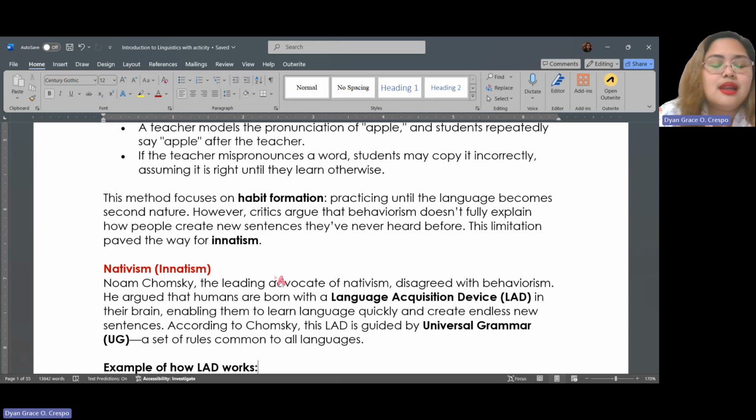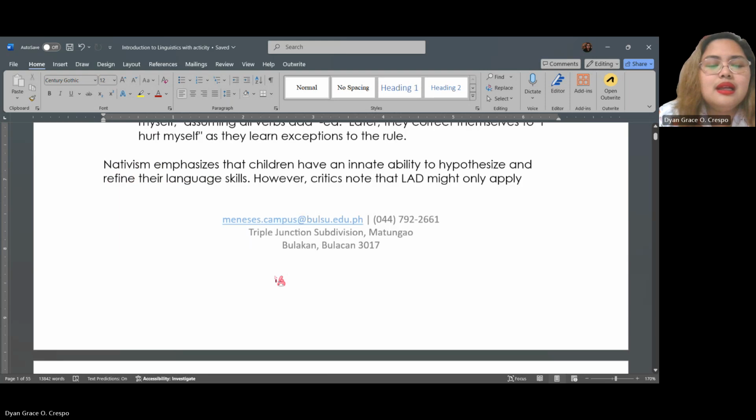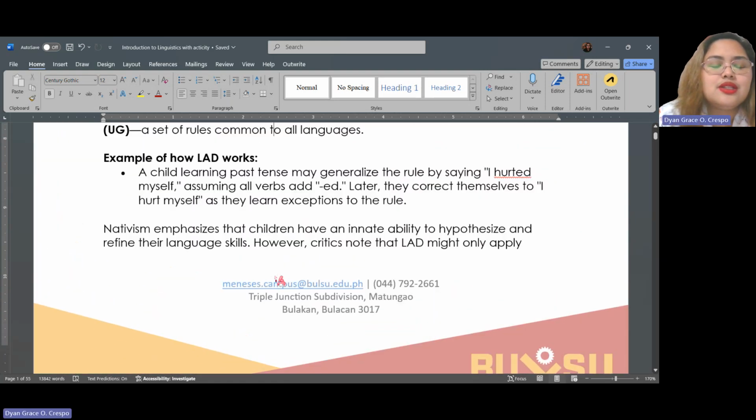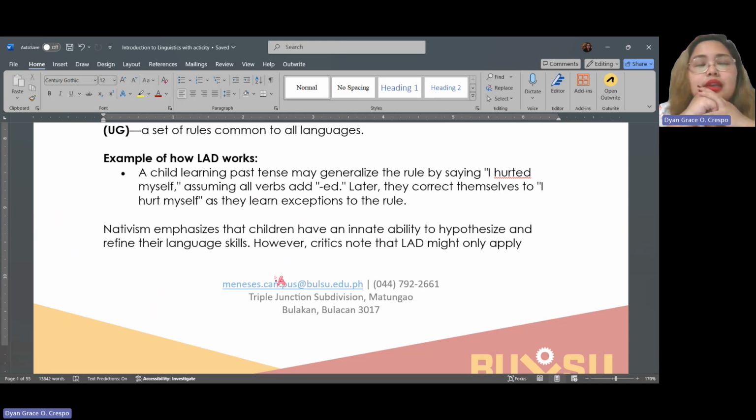So how does the LAD work? A child learning past tense may generalize by saying, I hurted myself, because he notices that when something happens in the past, without knowing the rules, he will add -ed. But later we will correct him: there's no such word as hurted, it's only hurt in the past tense and in the present tense. It's still the same. Now I realize that not all verbs have -ed.